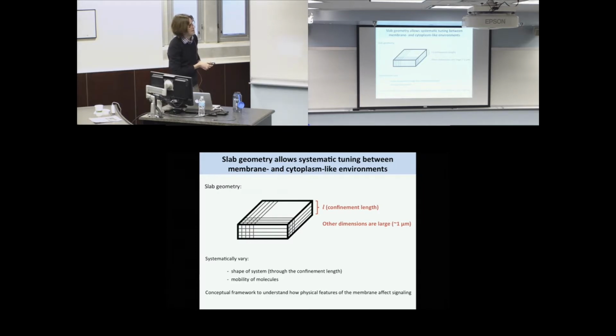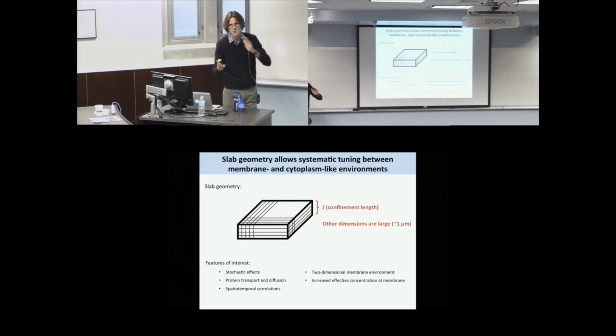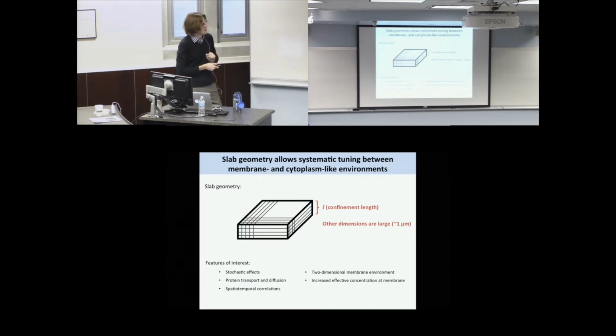We'll also systematically vary the mobility of molecules, since proteins diffuse more slowly at the membrane, and that's the reason for doing this. This gives us a conceptual framework to think about the role of the membrane in signal transduction. We're interested in stochastic effects, and in the fact that the membrane is 2-dimensional, which might affect diffusive properties of molecules compared to a 3-dimensional environment. We're interested in transport, diffusion, the fact that concentrations get higher when you confine things, and then spatiotemporal correlations between molecules. If 2 things are close at some time, then for local times they'll stay close. We want to characterize those things as well.